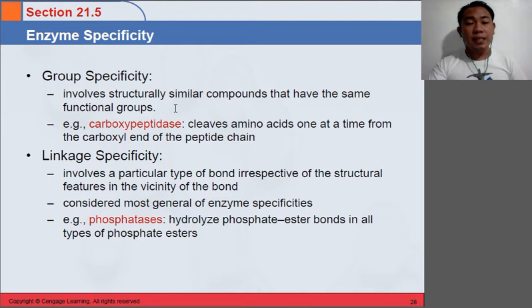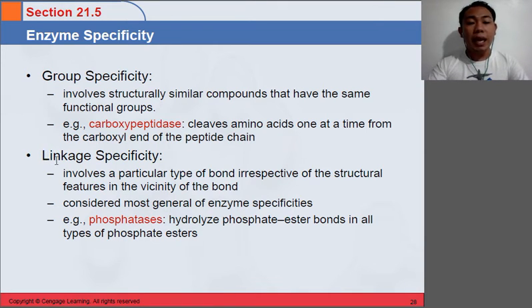Another specificity is group specificity. When we say group specificity, it involves structurally similar compounds that have the same functional groups. Like your carboxypeptidase. Your carboxypeptidase cleaves amino acids one at a time from the carboxyl end of the peptide chain.